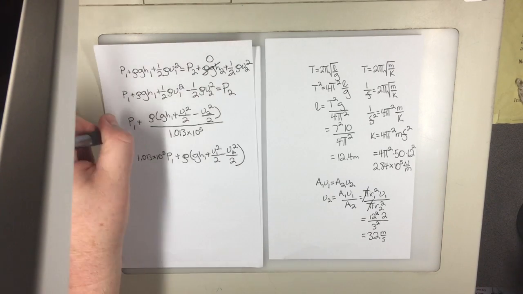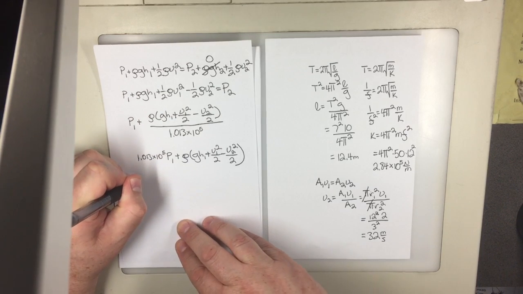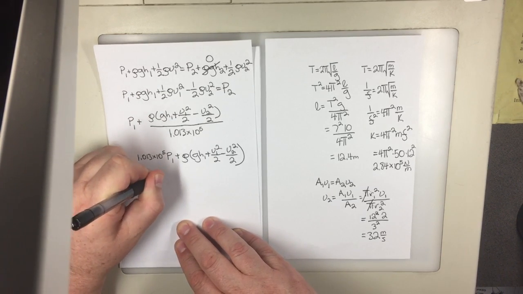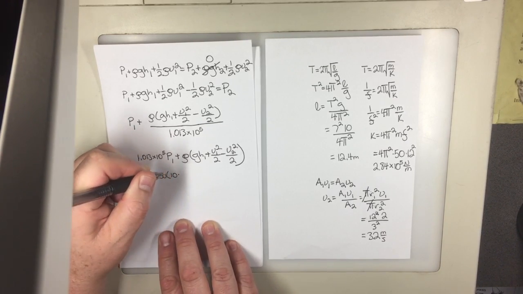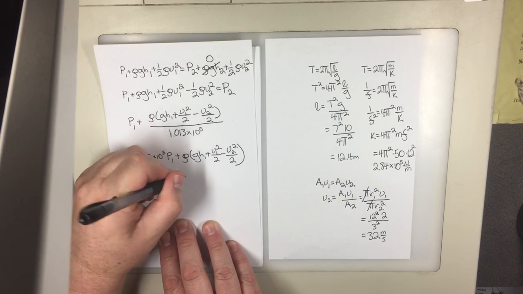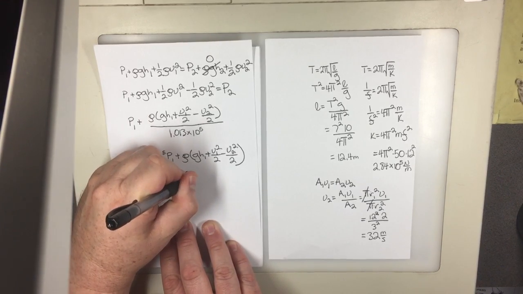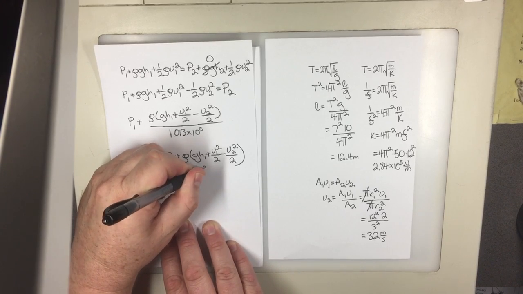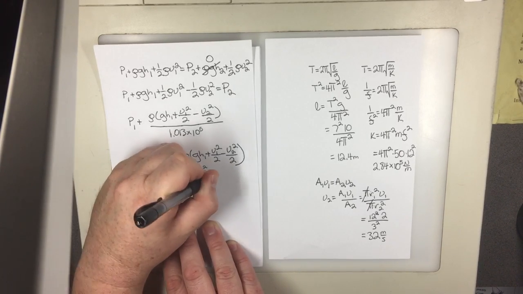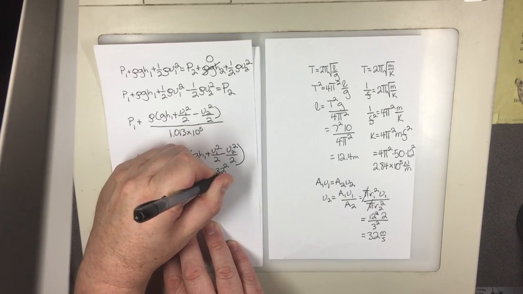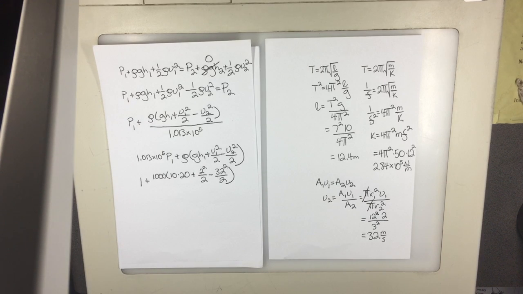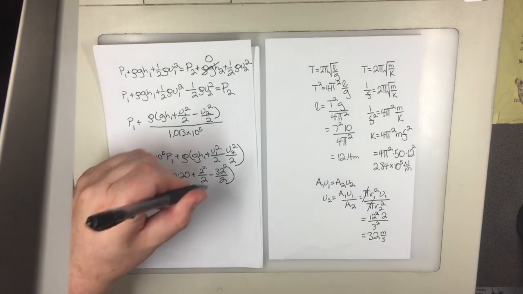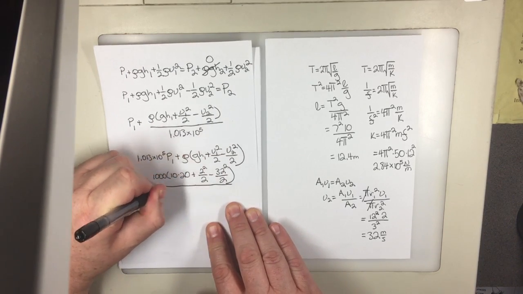So continuing from here, P1 is 1, 1,000, 10. H1 is 20. V1 is 2. V2 is 32. That 32 really bothers me. I don't think this is going to be a negative number. It is a negative? Yeah. So let's just roll with it.